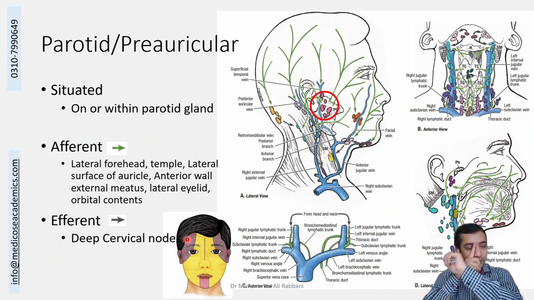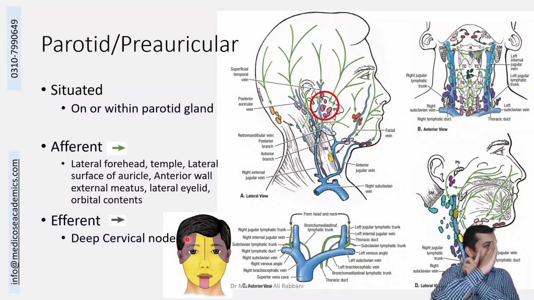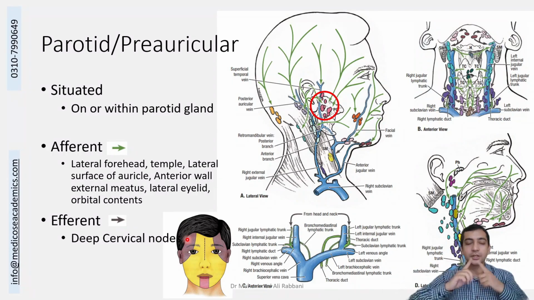The part lateral to it drains into the parotid nodes. The part medial to this line drains into the submandibular and submental group of nodes. So the area that is lateral to it will go to the parotid and preauricular nodes. The part that is medial to it will come down and drain into the submandibular nodes and submental nodes. Here, the 4 incisors, this area, go into the submental nodes, and beyond the 4 incisors they go into the submandibular nodes. So this is the parotid group of nodes.